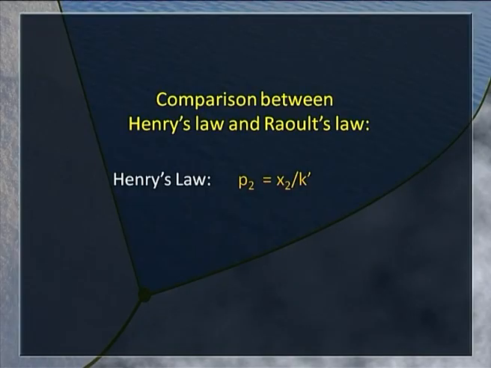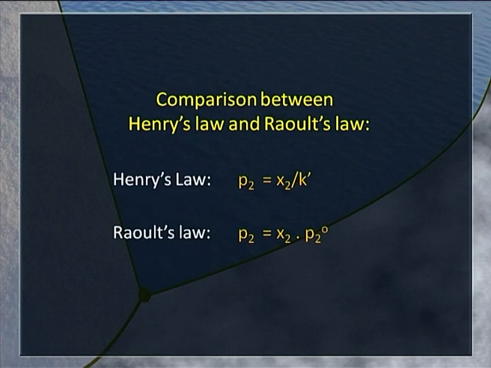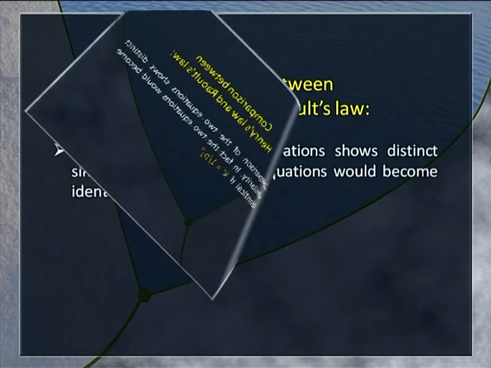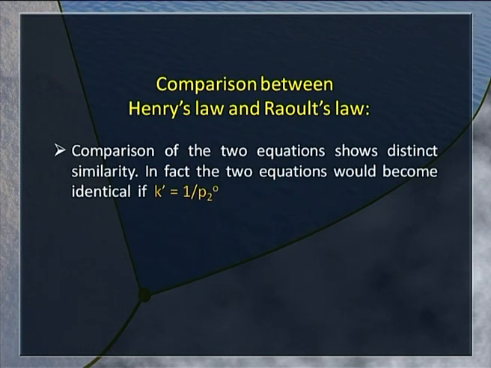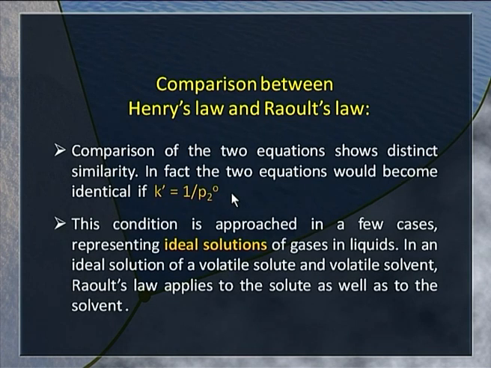We can make a comparison between the two because they apply to similar systems. Henry's law, we have put P2 is equal to X2 upon K prime, and Raoult's law, P2 is equal to X2 into P20. So, comparison shows us that the two laws become identical if we put K prime equal to 1 upon P20. This condition is approached in a few cases representing what are called ideal solutions of gases in liquids.